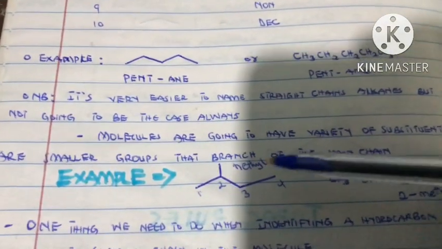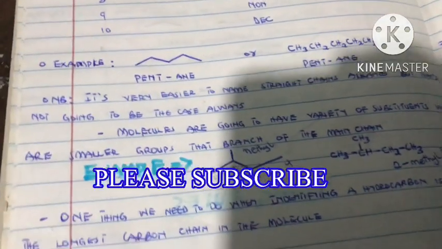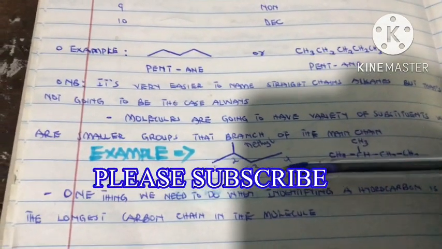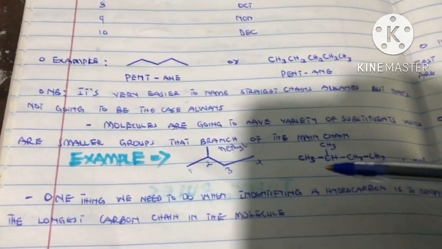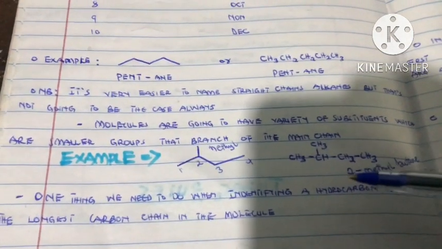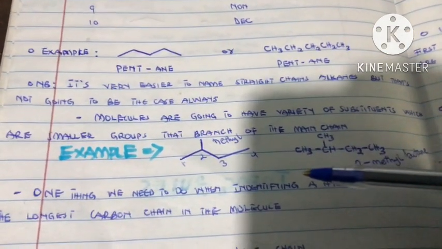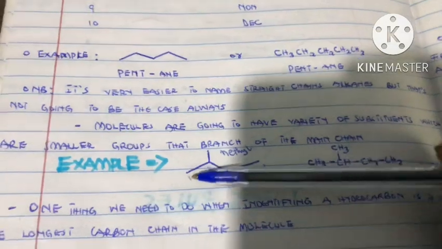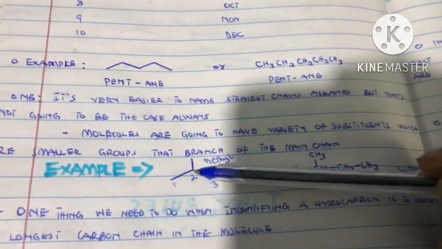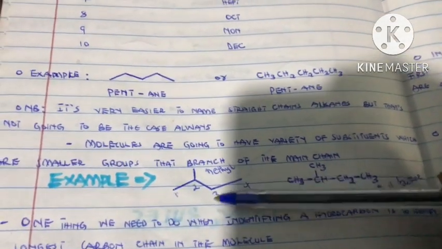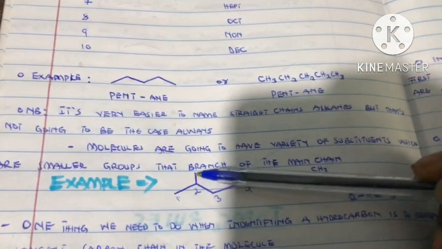First of all, let's look at how to name this molecule. In order for you to name an organic molecule, one thing you must know is that you first have to identify the longest carbon chain in the molecule. When you look at this molecule, you can see that this is the longest carbon chain, and it contains 4 carbons. So this becomes butane.